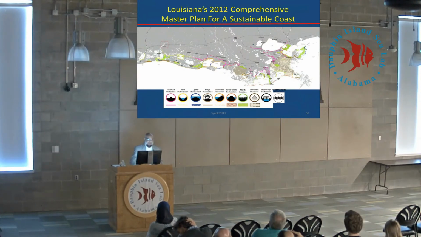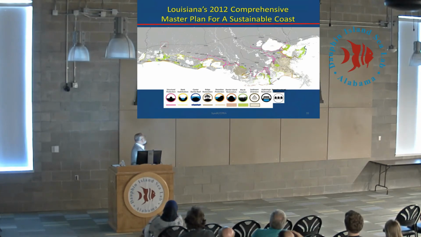the 2012 comprehensive master plan. This was really a very important step. 2007 was the initial stage, but then we really got our act together. We developed a very good scientific basis and we developed the strategies. If you look at the bottom, these are the strategies: structural protection, that is levees, bank stabilization, oyster reefs, ridge restoration, shoreline protection, barrier island restoration, marsh creation, sediment diversion.